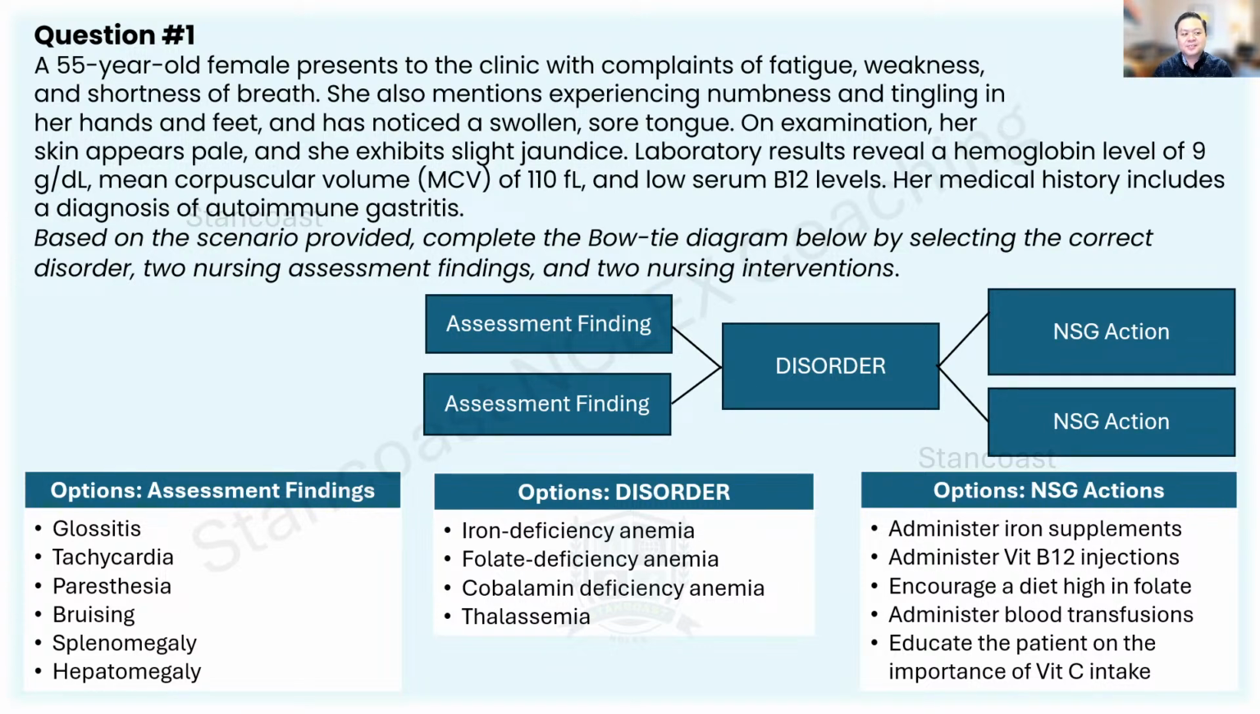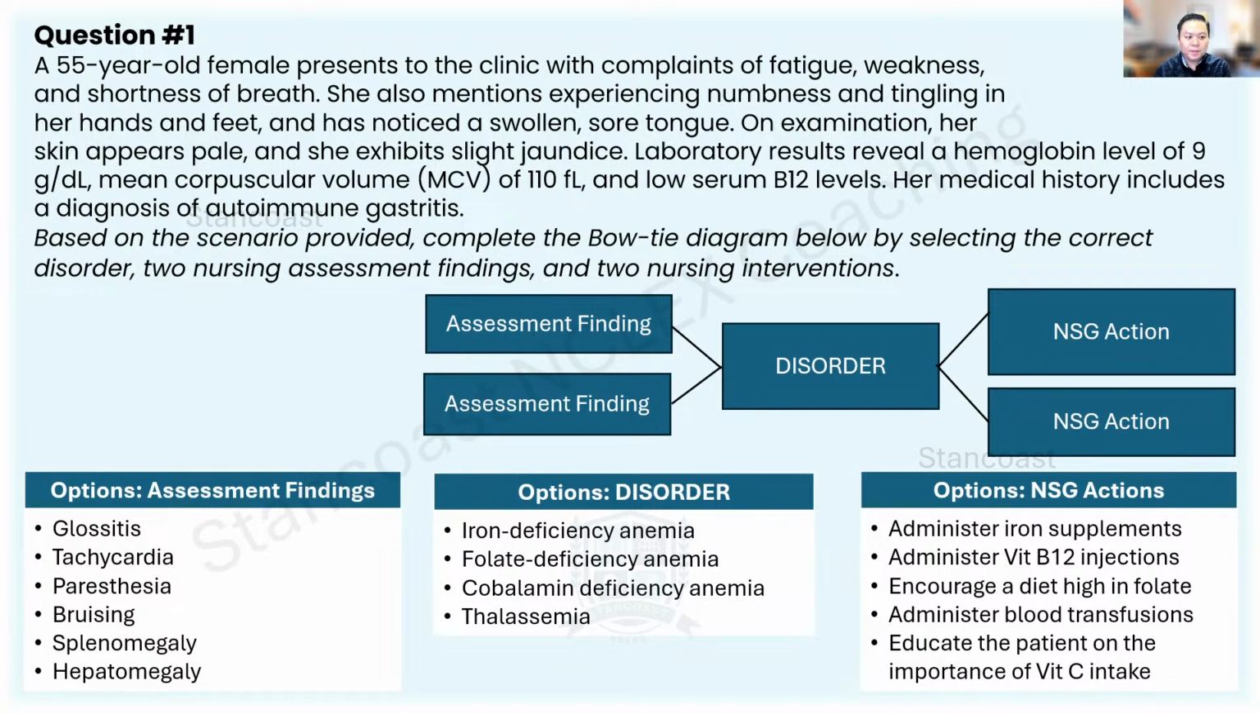The scenario states, a 55-year-old female presents to the clinic with complaints of fatigue, weakness, and shortness of breath. She also mentions experiencing numbness and tingling in her hands and feet and has noticed a swollen, sore tongue. On examination, her skin appears pale and she exhibits slight jaundice. Lab results reveal hemoglobin of 9 grams per deciliter, a mean corpuscular volume of 110 femtoliters, and low serum B12 levels. Her medical history includes a diagnosis of autoimmune gastritis.